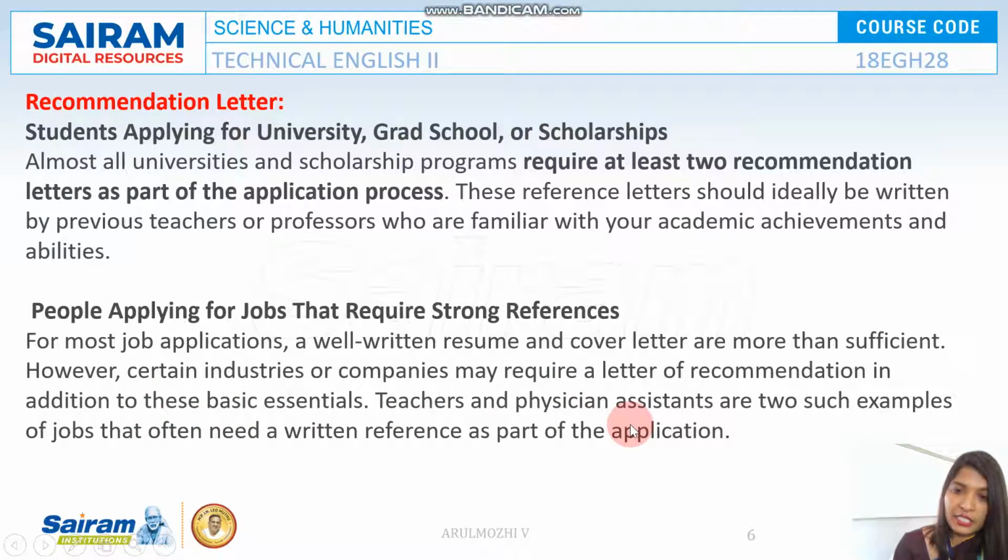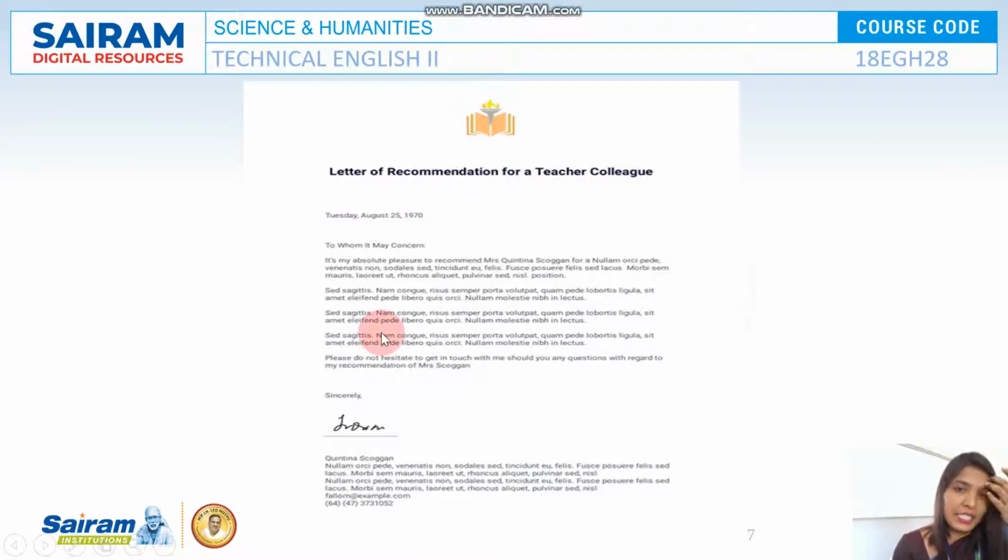Teachers and physician assistants are two such examples of jobs that often need a written reference as a part of the application. So here is the recommendation letter for a teacher colleague. Okay, here the date comes along with the whomever it may concern. Okay, so here we don't have any letterhead or something like that. It's my absolute pleasure to recommend Mr. Quinta for a particular post.